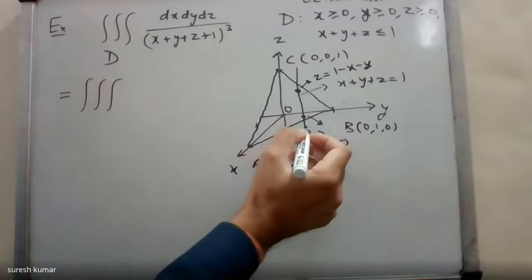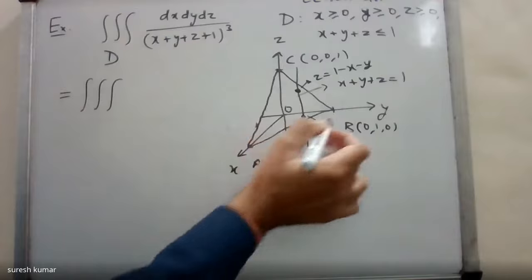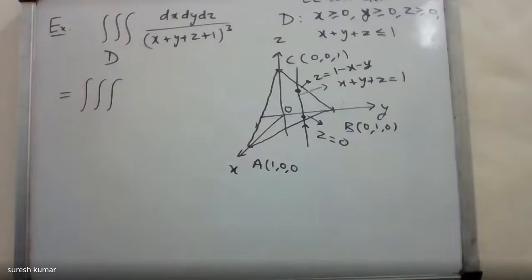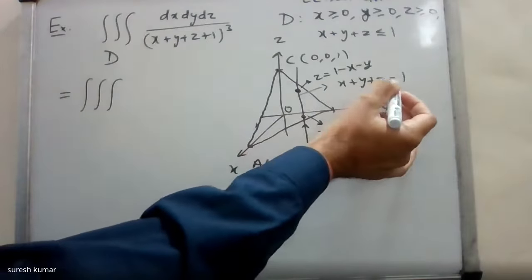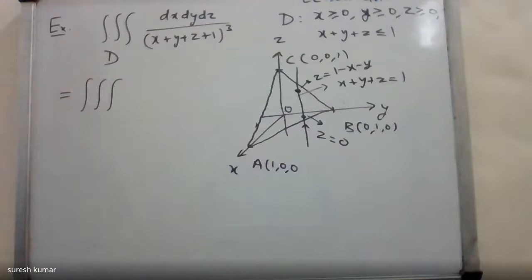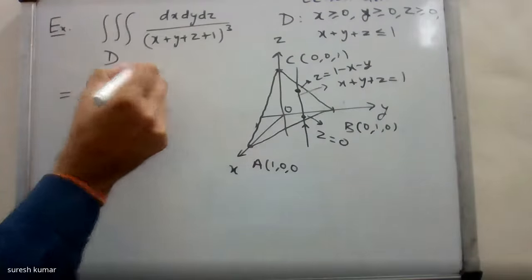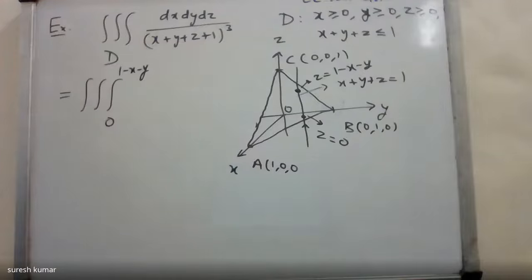Where the line enters through the base triangle, z equal to 0, it goes out of this triangle ABC, which lies in the plane x plus y plus z equal to 1. So here z equal to 1 minus x minus y. So you can apply z limit 0 to 1 minus x minus y. So we are finding z limits. Draw a line parallel to z-axis through the region. See where it enters, where it leaves. Write those values of z.